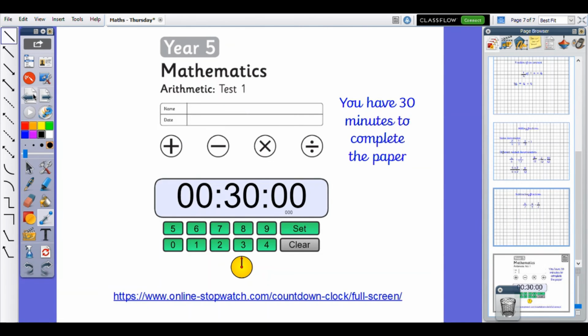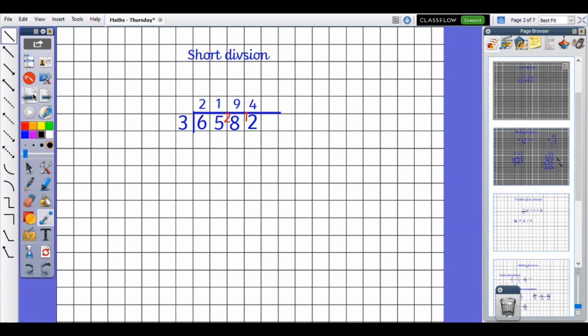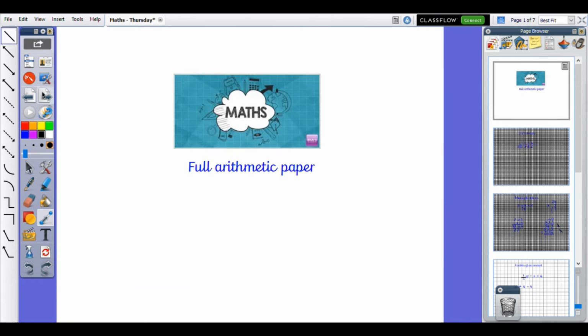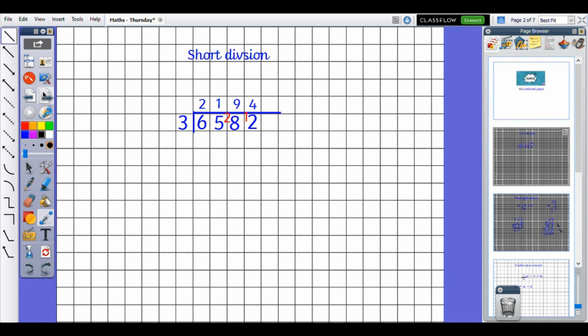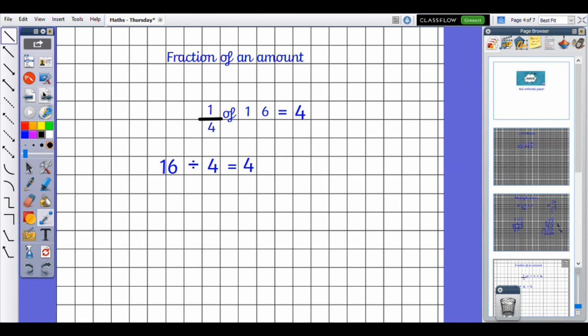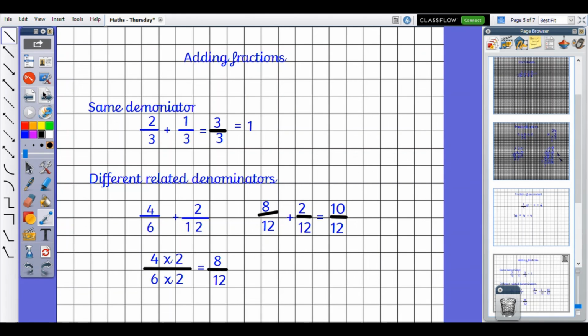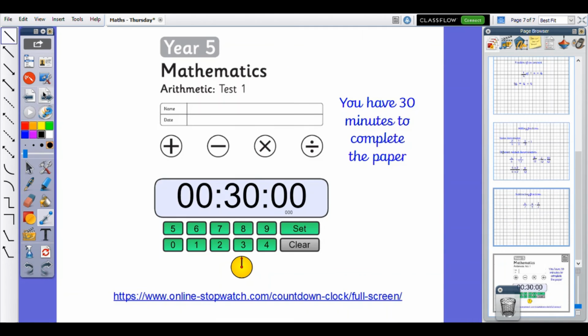Okay, and that is all I think you need a little bit of a recap on for this arithmetic paper. So you had short division, multiplication, fractions of an amount, adding fractions, and subtracting fractions, okay? I don't think you need anything else on there.